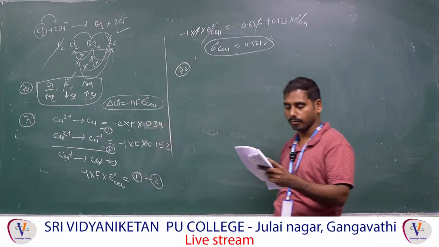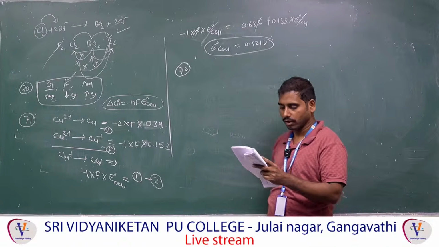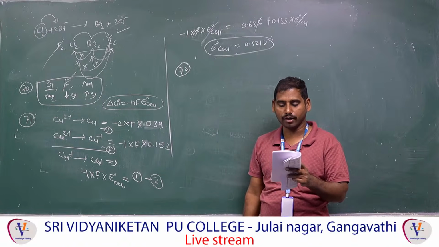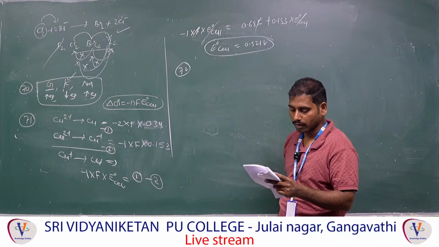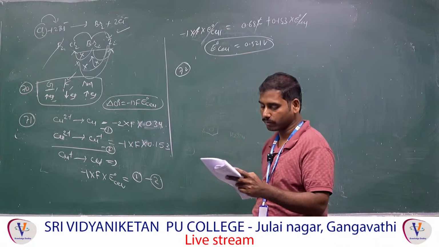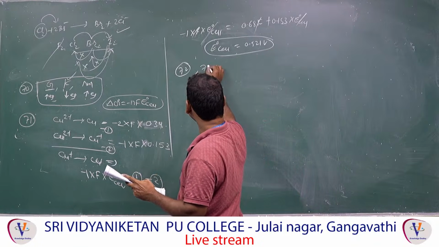Next one, 72. This is a match the following. Leclanche cell is related to zinc. Next one is mercury cell related to zinc mercury amalgam. Lead storage battery is related to lead. Nickel cadmium is related to cadmium. So the option is finally the third option.